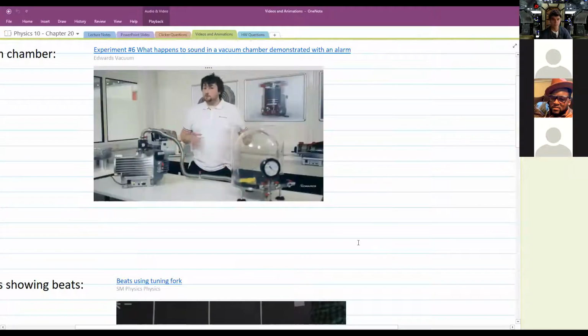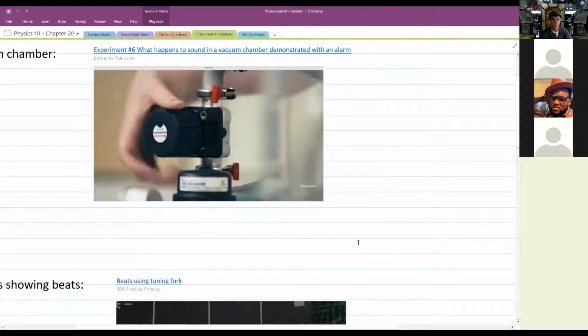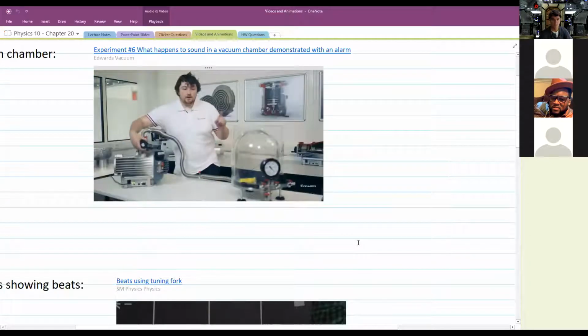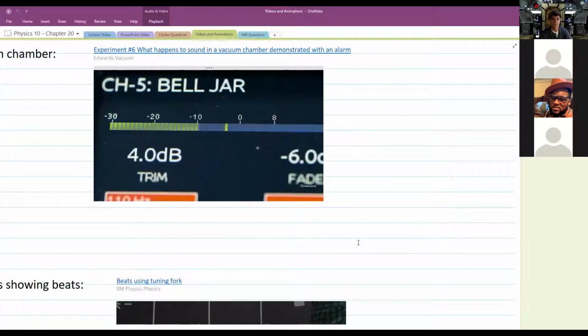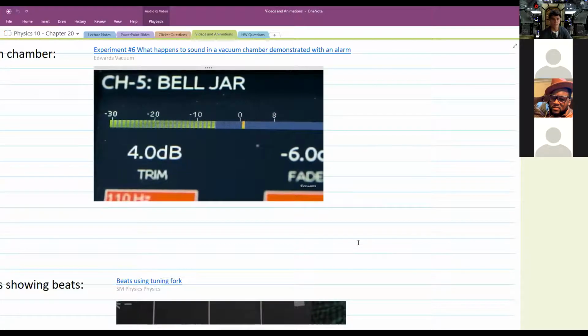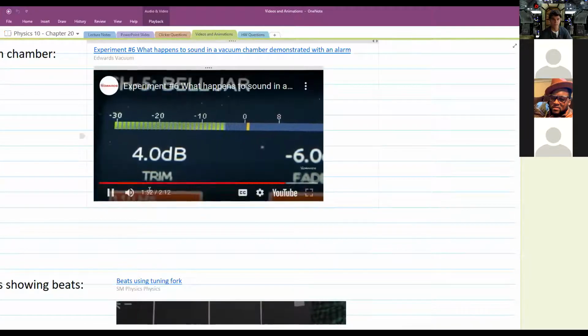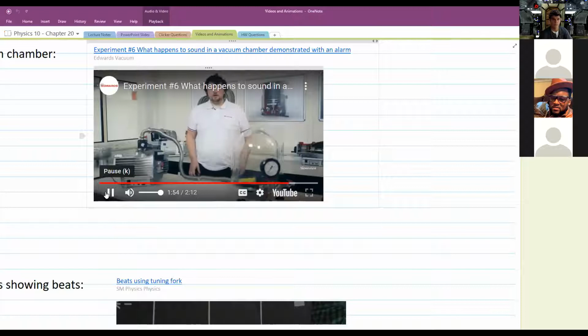So I'm going to do the reverse now. I'm going to shut this valve and then open this valve. So the air's back in now, and the microphone's picking up the sound, and I can just about hear it as well. So that's been our experiment.